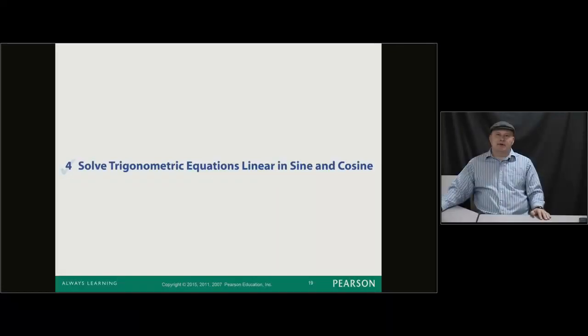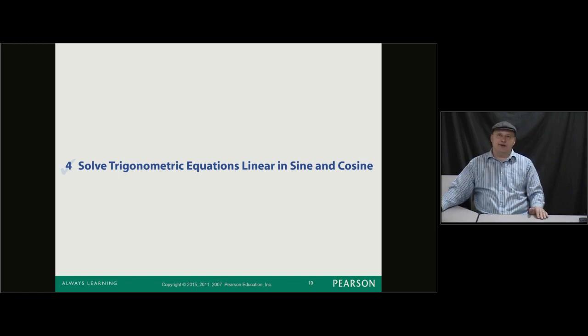In our next discussion, we're going to be solving trig equations, linear in sine and cosine. Now, these are probably the most complicated problems. Well, I wouldn't say complicated. I think a more appropriate term would be the most missed problems on the exam side. So from a student's point of view, I guess that would be complicated. But there's a trick in it.